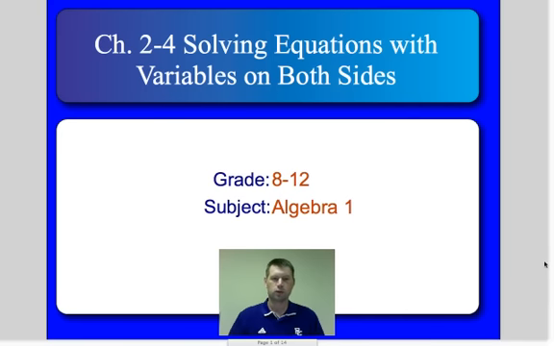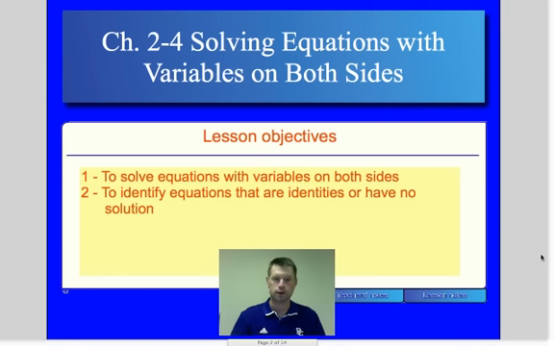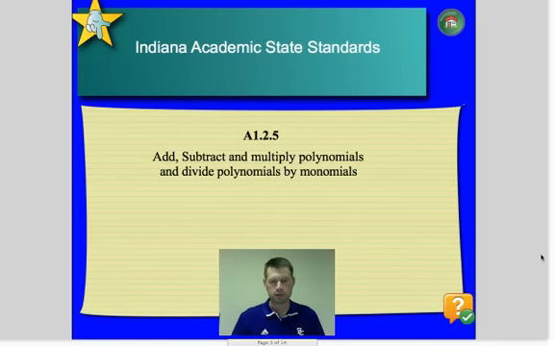Okay, welcome back. We're going to be looking at Chapter 2-4, solving equations with variables on both sides, this time. Our objectives for today are to solve equations with variables on both sides and to identify equations that are identities or have no solutions. Our standard for today is A1.2.5, which is add, subtract, and multiply polynomials and divide polynomials by monomials.